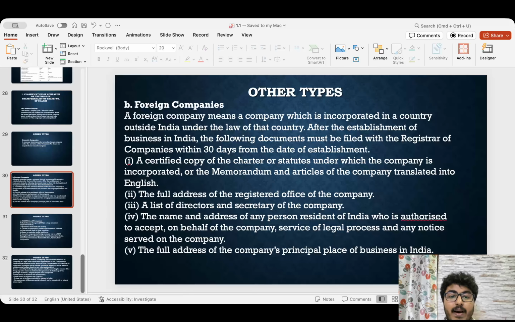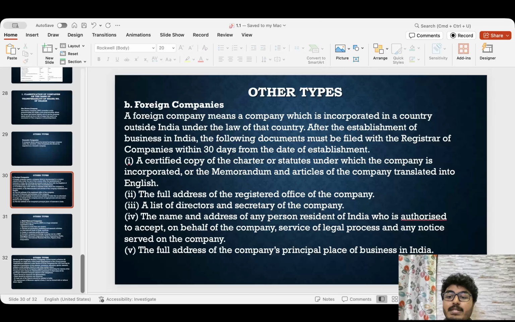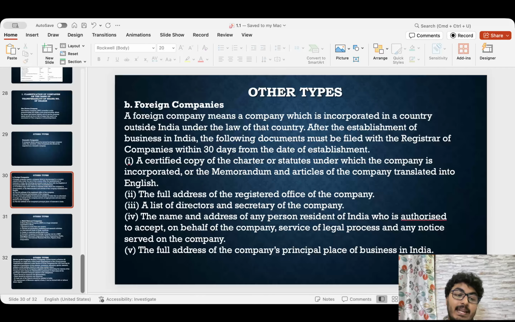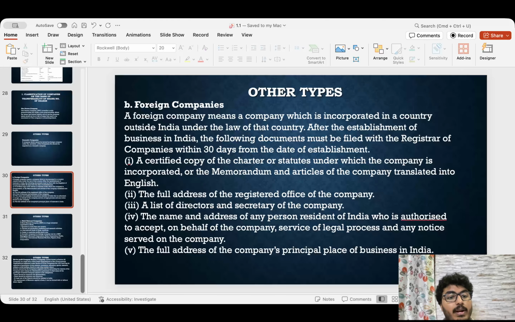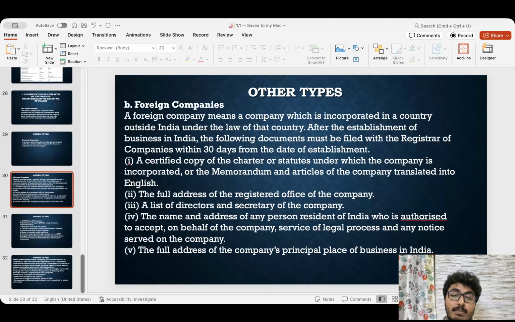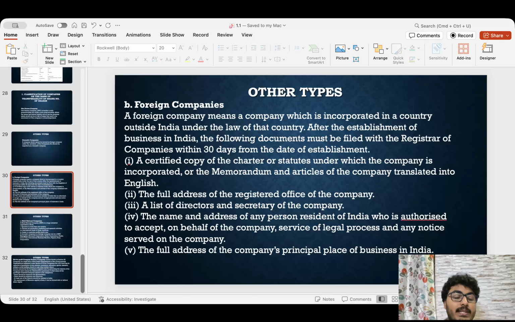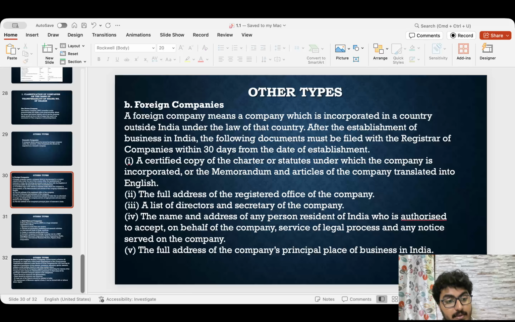Number one, a certified copy of the charter or statutes under which the company is incorporated, or the memorandum and articles of the company translated into English; the full address of the registered office of the company; a list of the directors and the secretary of the company; the name and address of a person resident in India who is authorized to accept, on behalf of the company, service of legal process and any notice served on the company; and the full address of the company's principal place of business in India. So a foreign company is incorporated outside India, but establishes business operations in India. Such companies must submit all the above-mentioned documents within 30 days of establishment.